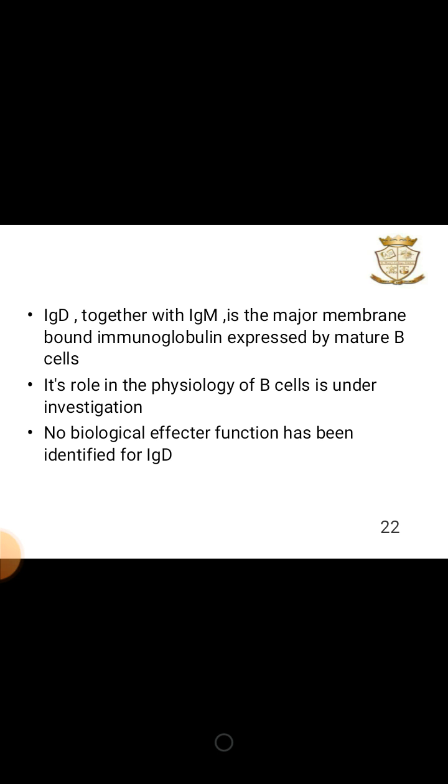IgD, together with IgM, is a major membrane-bound immunoglobulin expressed by mature B cells. Its role in the physiology of B cells is under investigation. No biological effector functions have been identified for IgD.